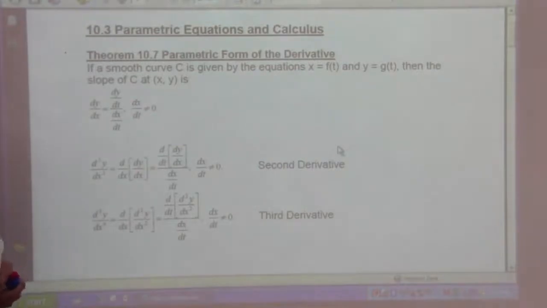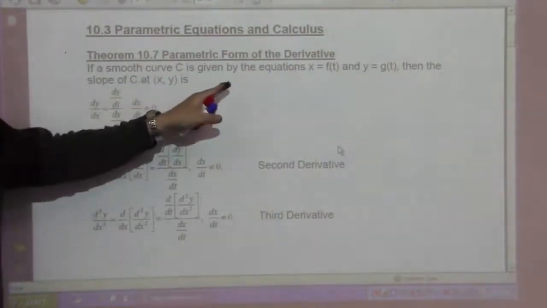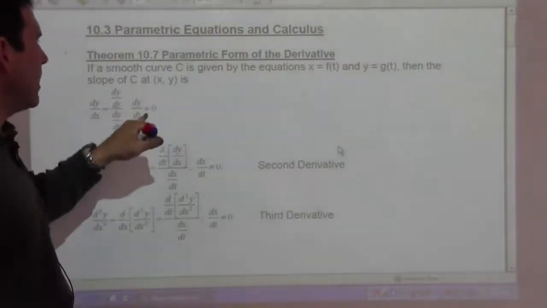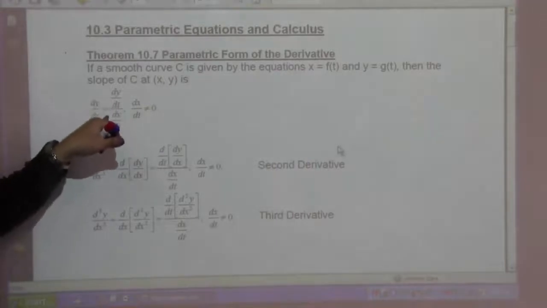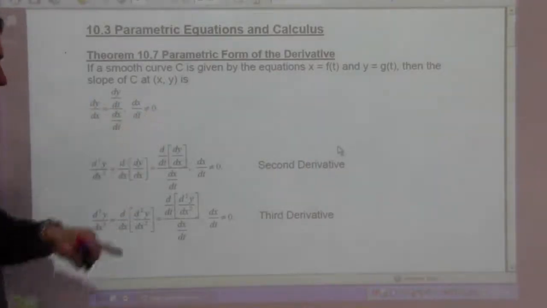Okay, Theorem 10.7 says parametric form of the derivative. If a smooth curve C is given by the equations x equals f of t and y equals g of t, then the slope of C at (x, y) is dy/dx equals dy/dt over dx/dt, as long as dx/dt is not 0.